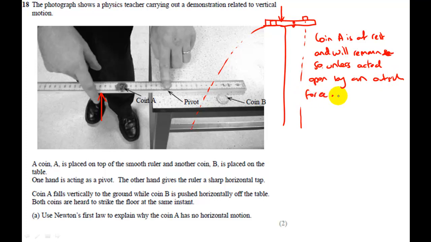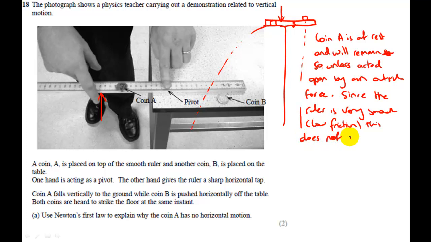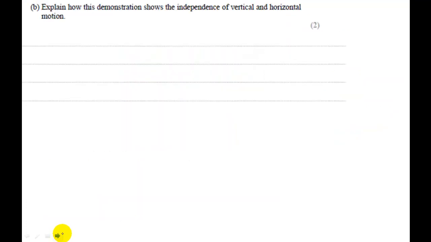Okay, full stop. Since the ruler is very smooth, so brackets low friction, this does not happen. Okay, and that should be sufficient to get both marks for that question. Okay, let's have a look at the next question. Okay, pause the video and attempt the question.